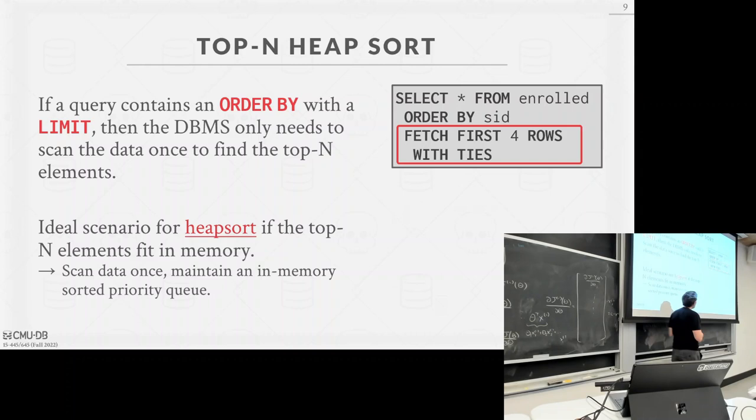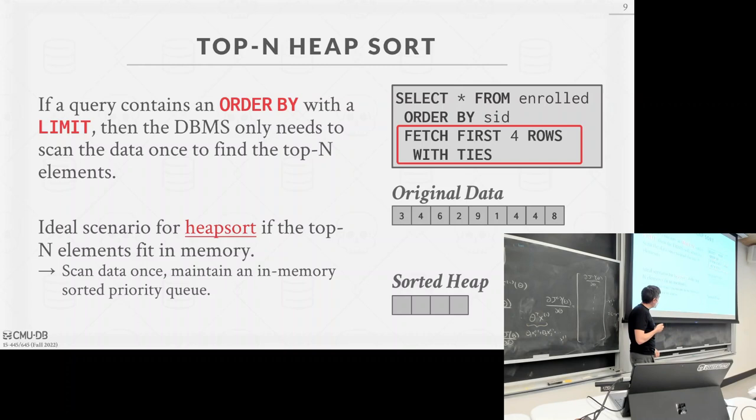So in this case, I have my original data set, assume it's a bunch of integers like this. And then I'm just going to scan along, and I maintain a sorted heap, which is like a priority queue where you just keep track of the elements in sorted order. At the very beginning, my heap is empty. I put 3 in. Then the next one is 4. Slide 3 over, put 4 there. Slide 4 and 3 over, put 6 here. Add 2 at the end. But now I get to 9, and my heap is full. I know I'm looking for the top 4, because the query says it. So then I just slide that over, add 9.